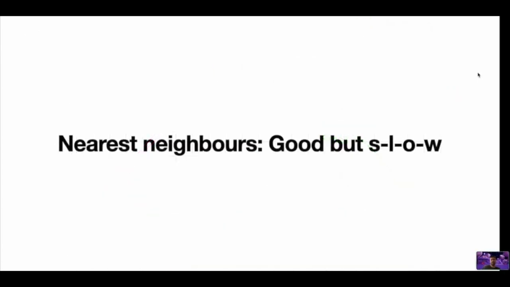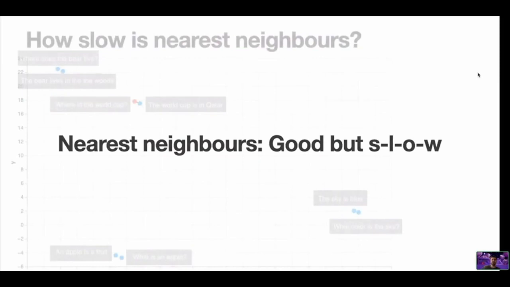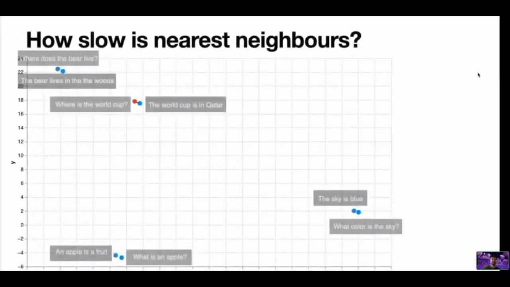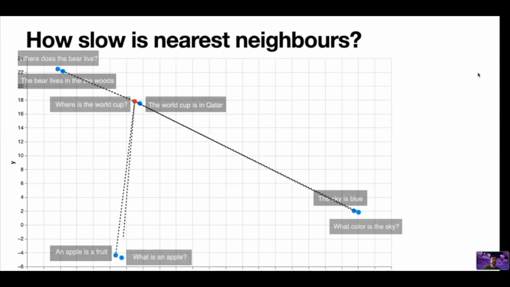So just some openers for the next talk. The nearest neighbors is a pretty good algorithm, but it's actually not that fast if you just do it by itself. If I want to find the closest sentence to "where is the World Cup," I would have to calculate pretty much all the distances with every other sentence in the space. This takes time, and I actually would have to calculate all the distances between all the sentences.